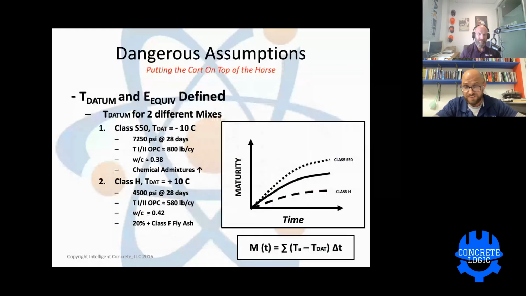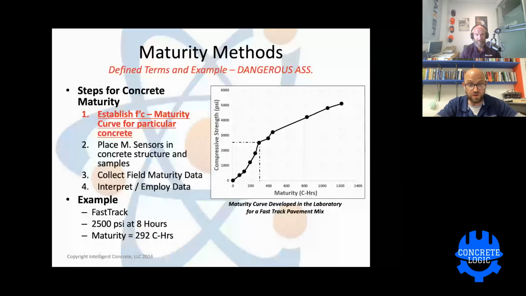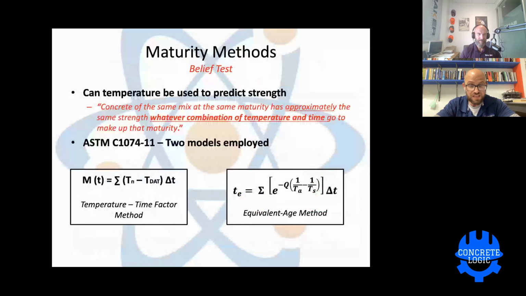to our, what's it called? Our equations. Here we go. See that T datum? That's where we put this.